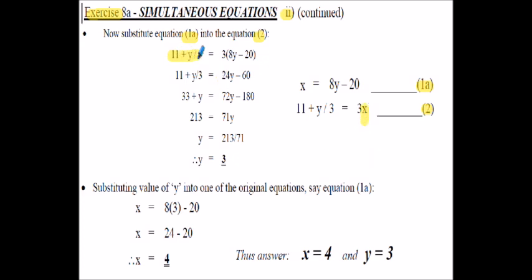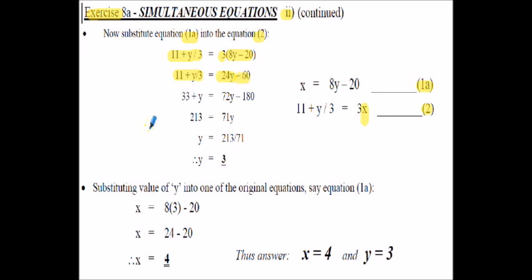So I've got (11 plus y) divided by 3 is equal to 3 times, this is the value of x now, of 8y minus 20 from equation 1a. I've removed the x from the equation, so now I just have to solve for y like a simple equation by rearranging. So on the next line I've got (11 plus y) divided by 3 is equal to, expanding the bracket, 3 times 8 is 24y minus 3 times 20 is 60.